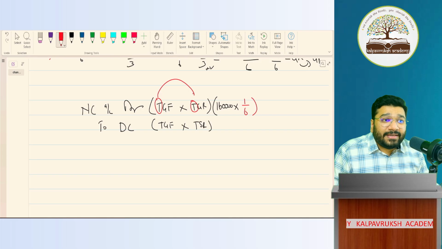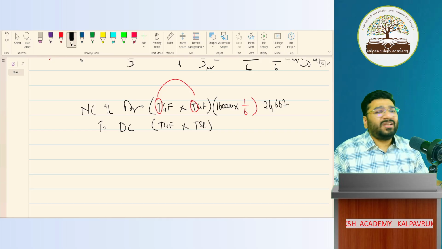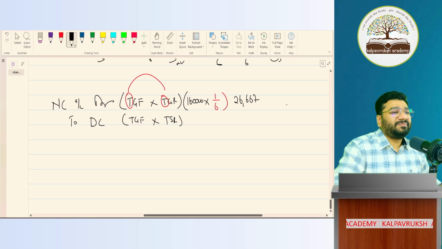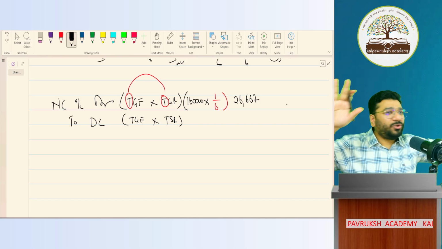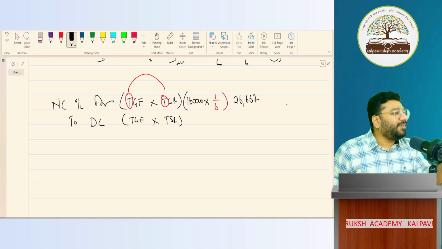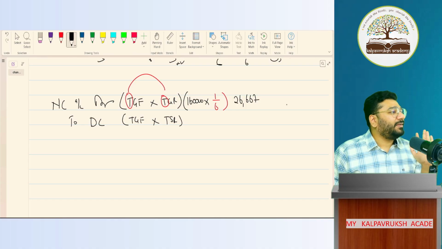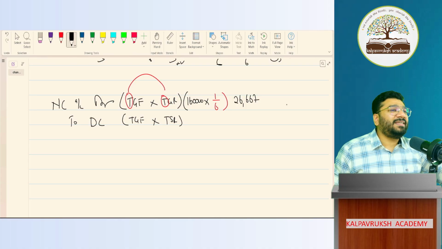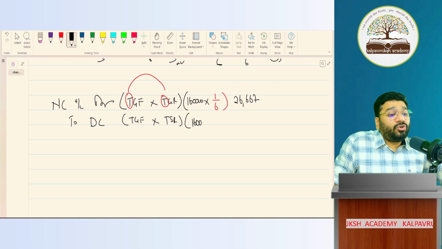Will you forget this? No. How much is it? 26,667. What a shitty number. Pray to God. God, even if you don't give a calculator for the 12th board exam, no problem. At least give such numbers which we can calculate normally. Round numbers: 10,000, 12,000, 15,000. What is this number? 26,667. Nonsense.